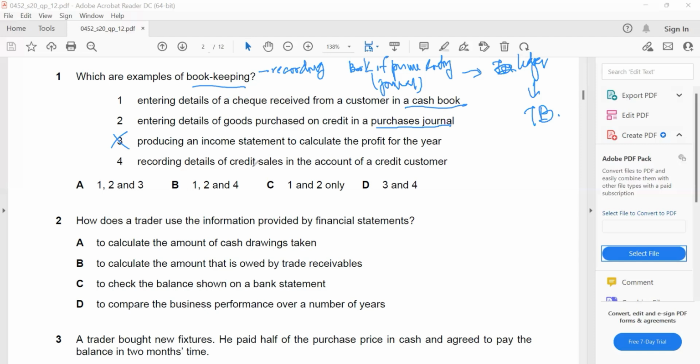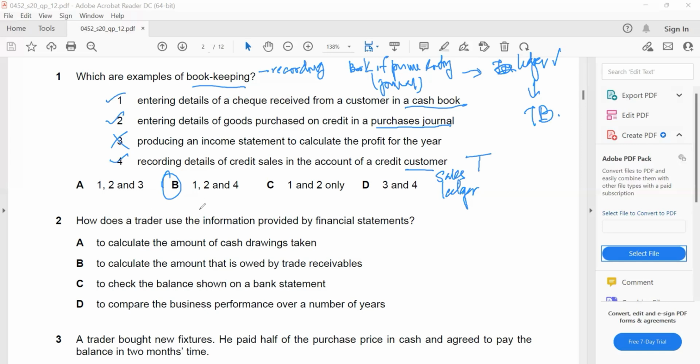Recording detail of the credit sales in the account of the credit customer. So this one is a ledger, T account. In the ledger for the credit customer, we call it the sales ledger, which is part of the job in the ledger. So basically the answer should be 1, 2, and 4. So the answer is B.